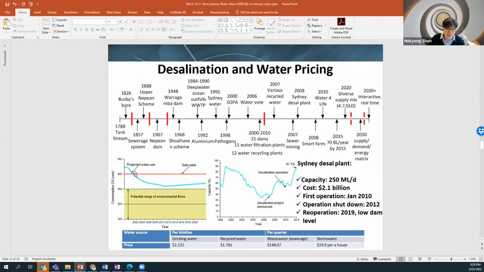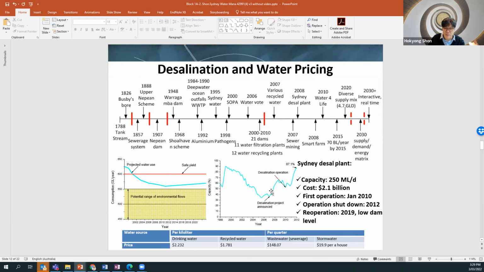The safe yield started to decrease in 2002. That's the reason why they tried to build a desalination plant, to make sure that the safe yield cannot be affected by your overall water sources. This is when they operate the desalination plant, and this is the dam level. The dam level goes down in 2004 to 2008, almost 30 to 40% of the dam level.